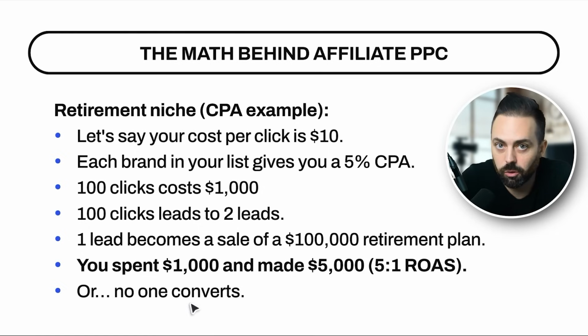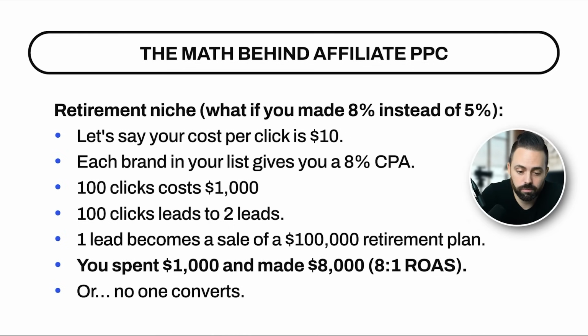Or no one converts. There's a random sampling of people, right? 100 clicks could work if the right person is there searching in those ways, and that can get you a really strong return on investment. From there, you'd want to scale it up and be like, okay, this is working really well. Or no one can convert. We just don't know yet.